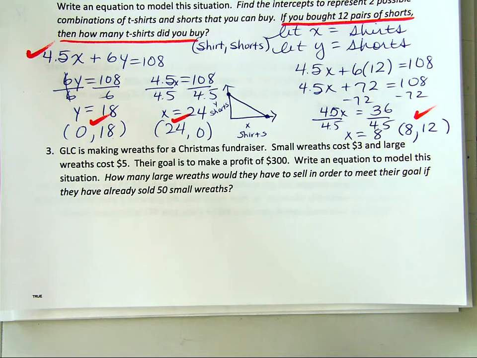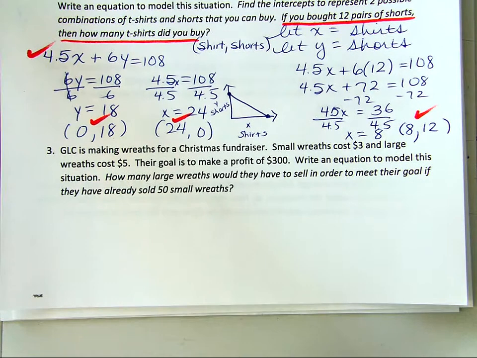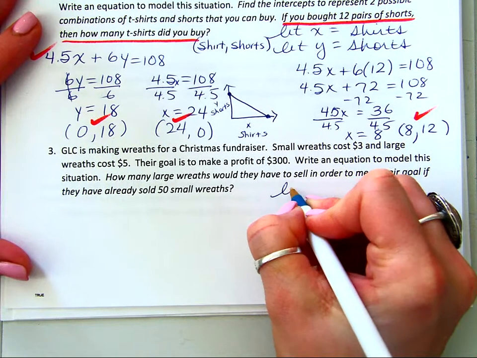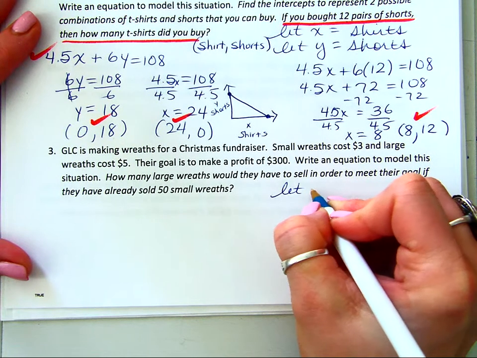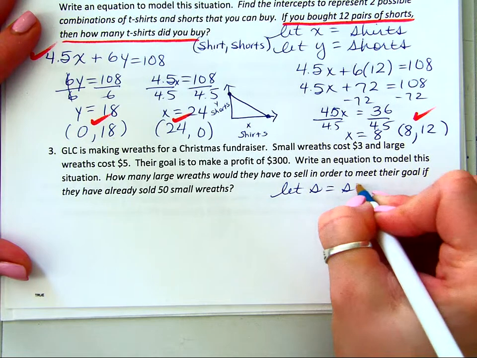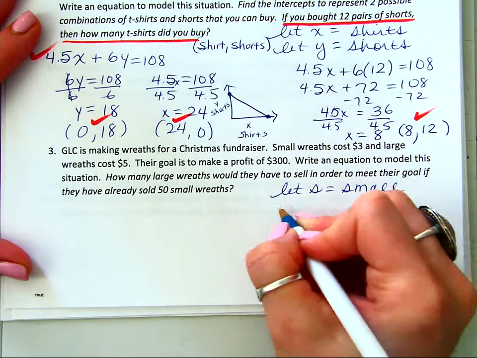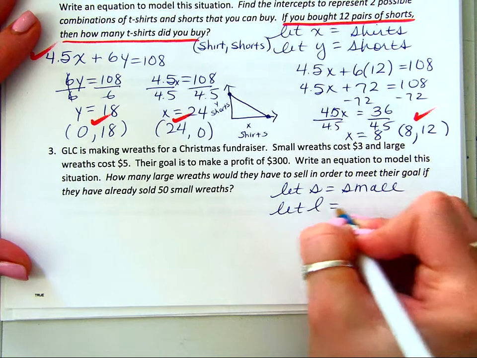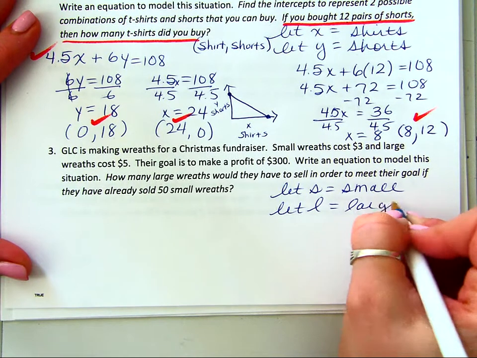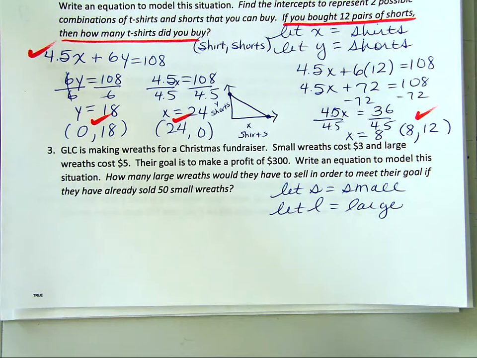So, GLC is making wreaths for a Christmas fundraiser. Small wreaths are 3, large are 5, kind of like the bus or the van. So let's let S equal the small wreath, and let's let L equal the large. And when you use variables that look like numbers or letters, then you have to kind of do the cursive version.